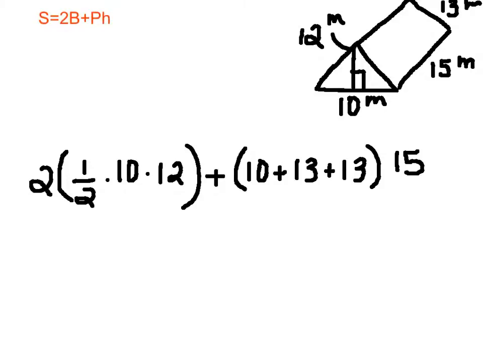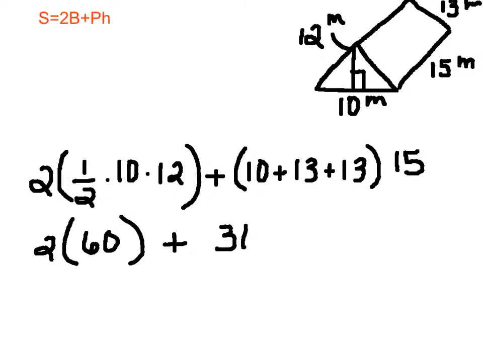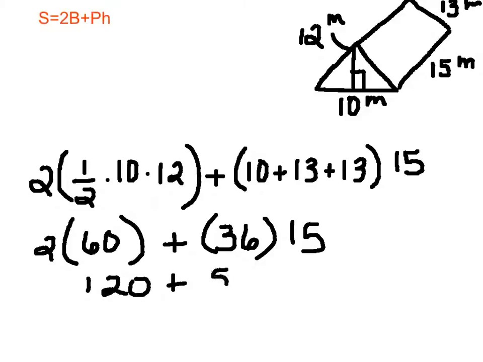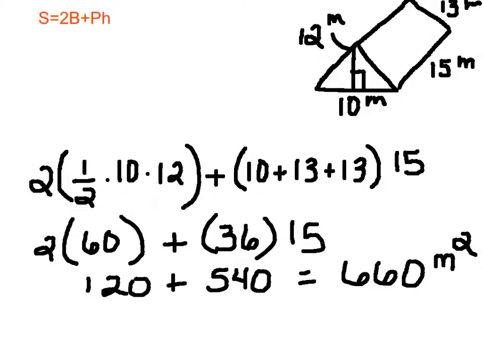So we have 2 times 10 times 12 is 120, half of that is 60, plus 36 times 15, 120 plus 540, and our total surface area would be 660 meters. Always look back to your units, and area is always squared.